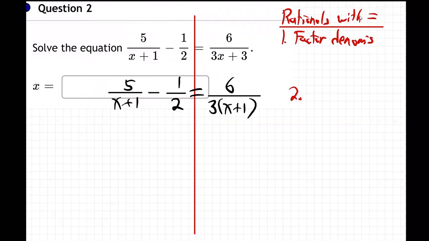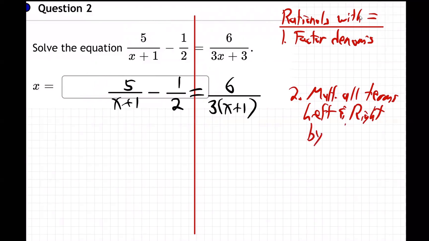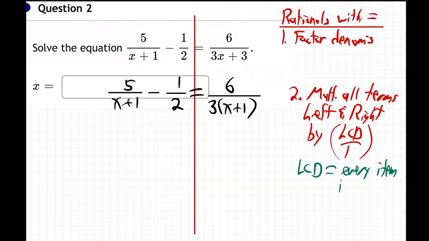So what am I going to do? Multiply all the terms, left and right, by the LCD over 1, the common denominator. Now, what is the LCD? How do you know what the LCD is? The least common denominator is every item in the denominator multiplied, or, let me put it this way.